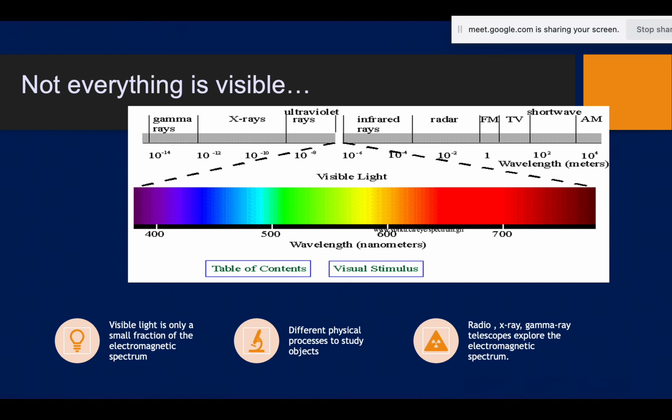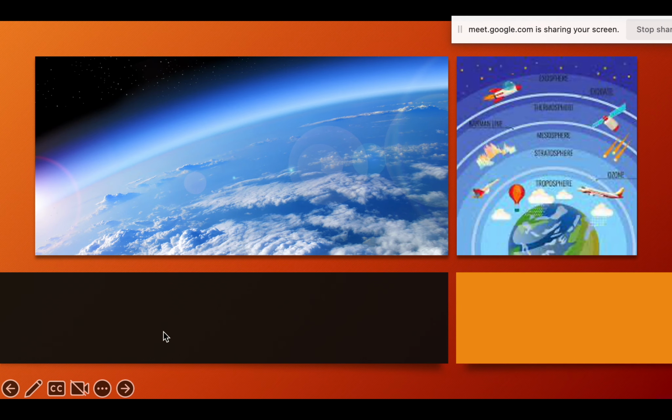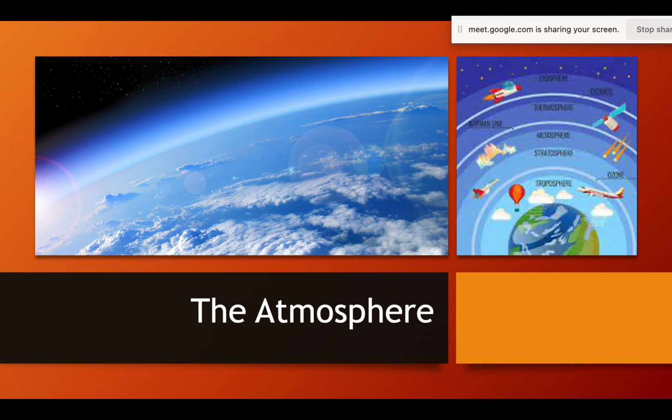And therefore, we need a telescope which lets us look into other parts of the electromagnetic spectrum, because depending upon the physical processes we are interested in, we need to look at those parts of the spectrum, right? And the other problem we have with the electromagnetic spectrum, not just our eyes, is our atmosphere.